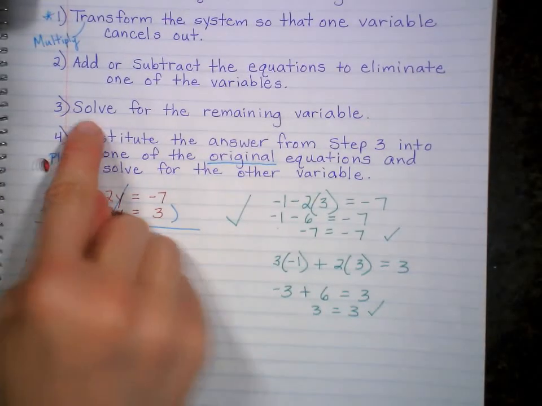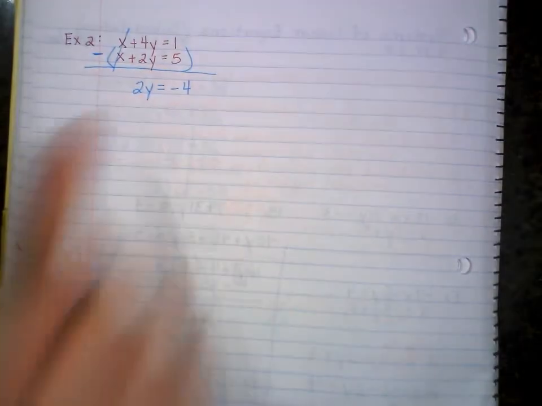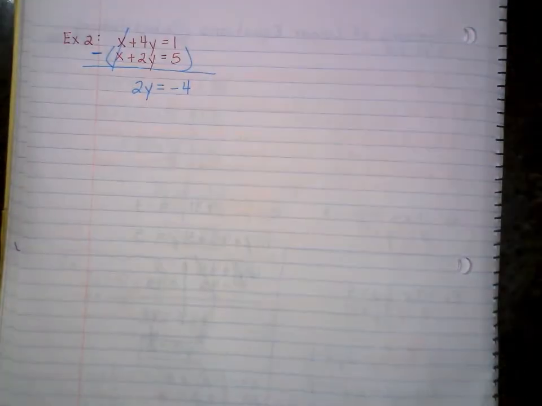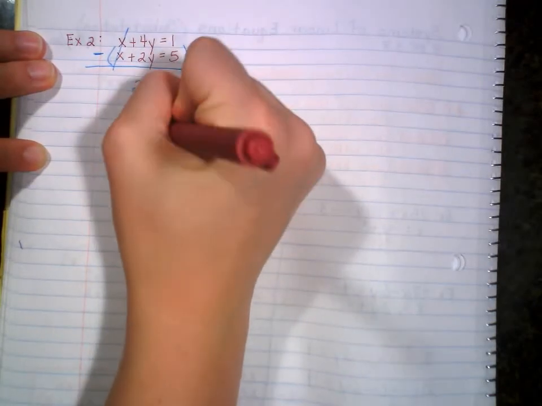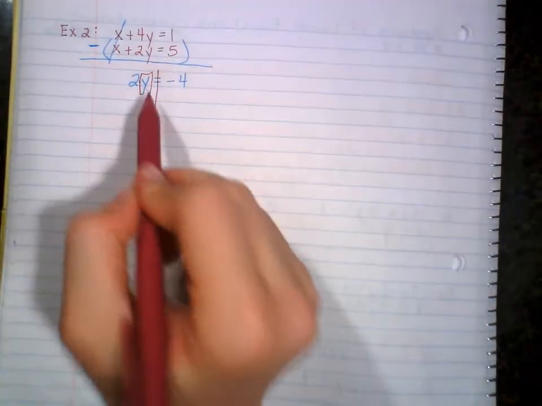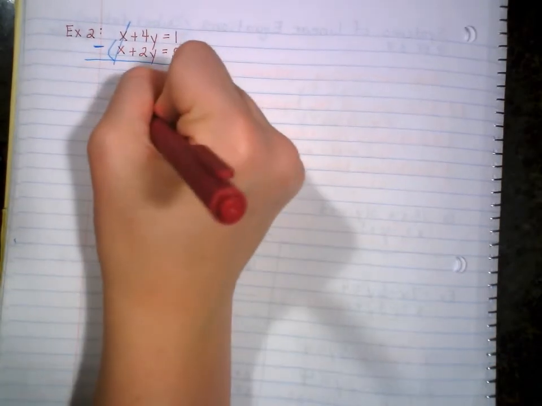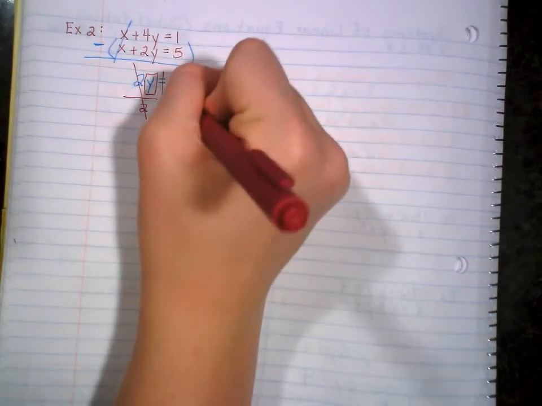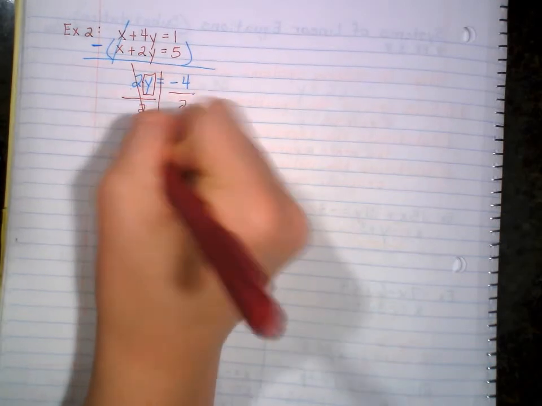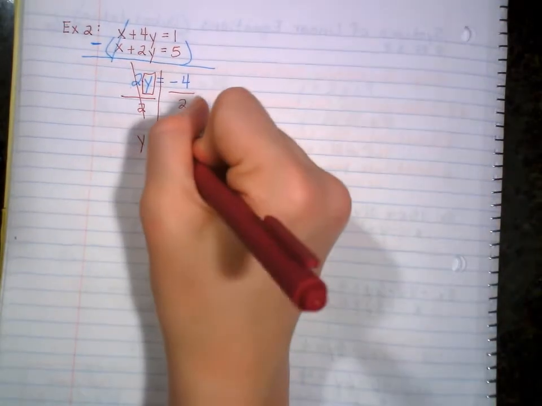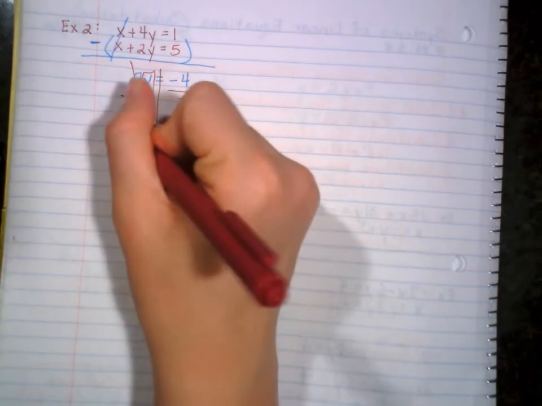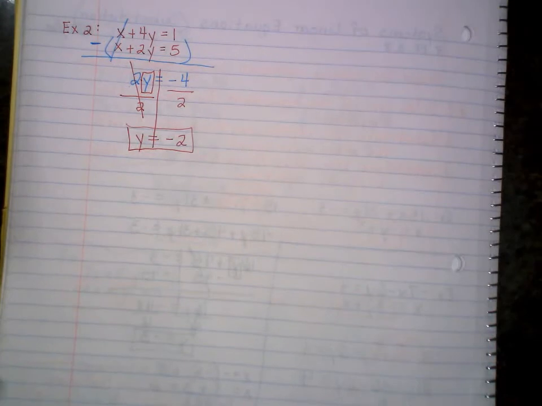Step 3, solve for the remaining variable. So we need to solve for y. Okay, box it up, draw the line. They're touching, they're being multiplied, so we have to divide. Divide by 2, divide by 2. y equals negative 4 divided by 2, which is negative 2. Okay, so we solved for y.